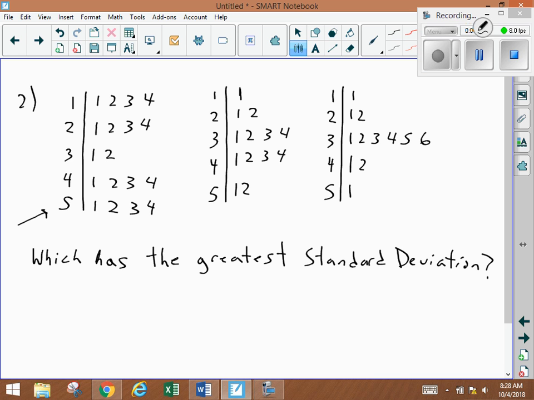If you got more data in the center, then you're going to have a lower standard deviation. If you've got data kind of spread out everywhere, then you're going to have a greater standard deviation, okay? So that one. This one has the smallest standard deviation.